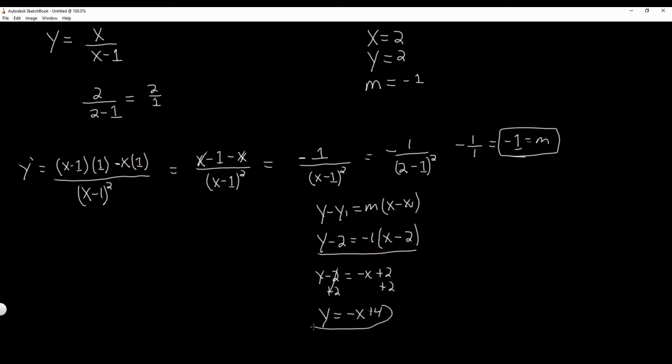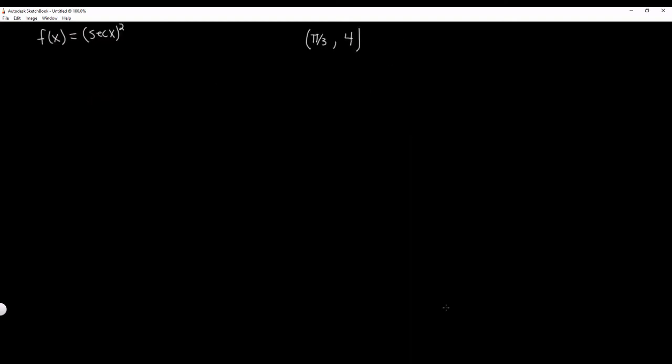And this is the equation of the tangent line of this function at point 2 comma 2. So for our fourth problem, we already have our x1 and y1 terms. So that means the only thing we need to find in order to find the tangent line at point pi over 3 comma 4 is to find our slope. And to do that, we have to take the derivative and then plug in x for our derivative.